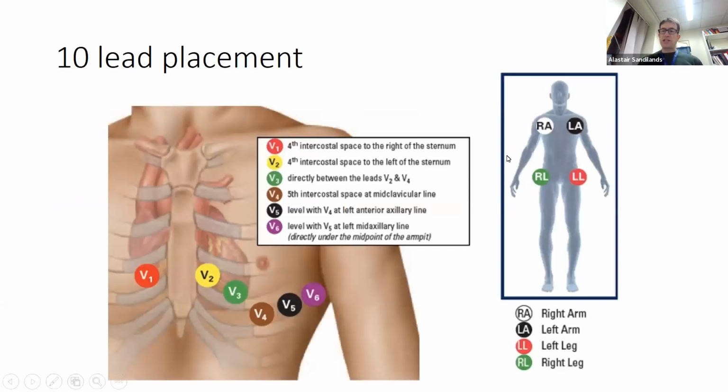So we've shown this ECG, sorry, someone wants to be admitted. We've looked at this before.